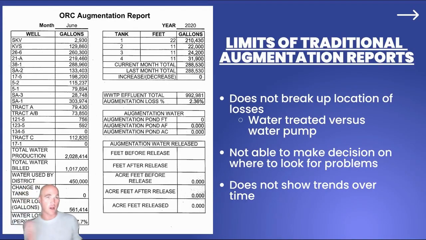A lot of them are called augmentation reports. I've got an example of one right here on the left. As you can see, they total up their total water production, which goes into a water treatment plant, and then that water goes to a customer and it gets billed. They've got that line item there. They've got the internal flushing and water they use. That's the 450,000, and they're saying, okay, we had about 500,000 gallons this month in water losses.